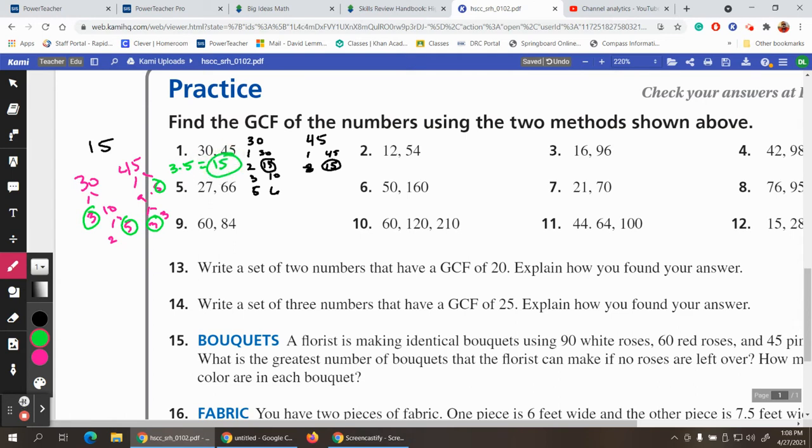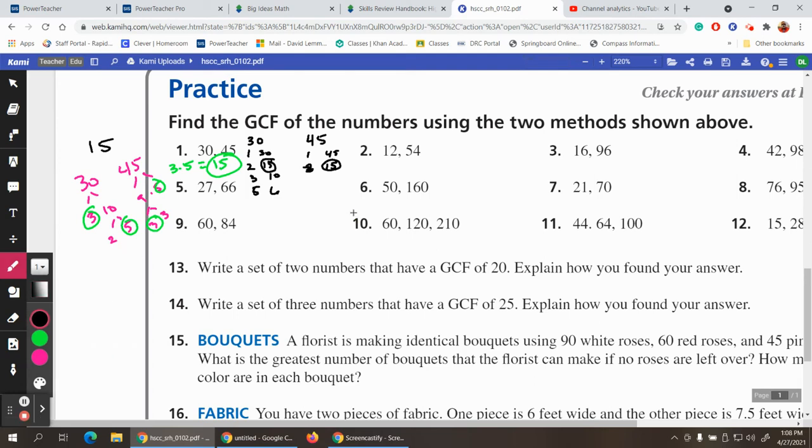Again, it's just all a matter of what way you want to go as you're finding your greatest common factor. They both have their pros, and they both have their cons.